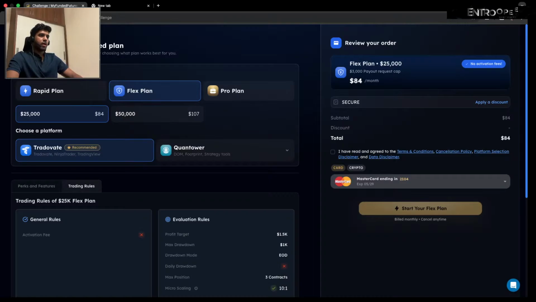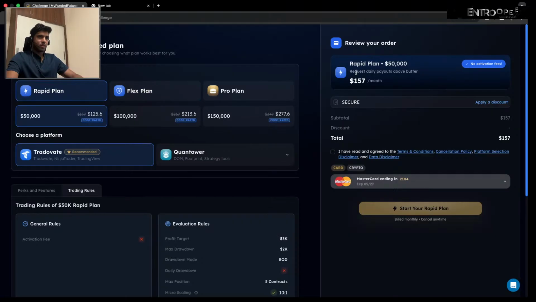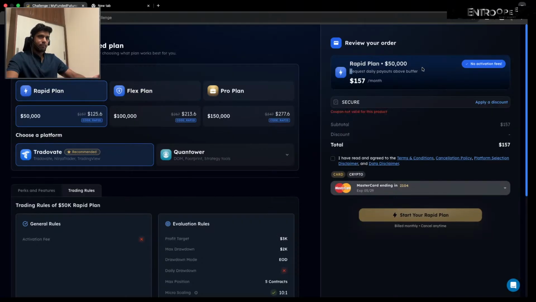So MFFU, or myfundedfutures.com, has got three plans. First one is rapid, second is flex, then they have a pro plan. Pro plan is for the traders who want to scale to a higher capital and make a lot of money, take more payouts. Rapid is for people who want instant money. Rapid has an option to request daily payouts above buffer. That means if you make good profits daily, you can take those profits. So you can request payouts daily.